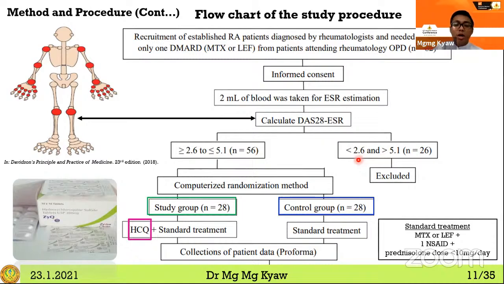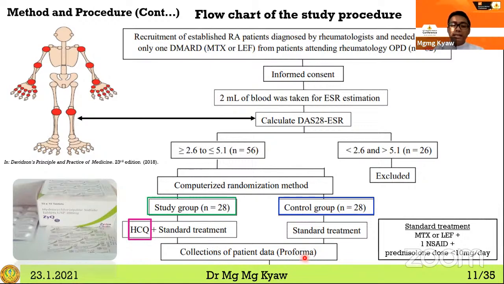DAS28-ESR score less than 2.6 and more than 5.1: total 26 patients were excluded from the study. By using a computerized randomization method, the patients were randomly allocated into study group and control group. The patients in the study group had to take hydroxychloroquine 200 mg in addition to standard treatment. The patients in the control group had to take only standard treatment. Here, standard treatment means taking methotrexate or leflunomide plus 1 NSAID plus prednisolone dose less than 10 mg per day.